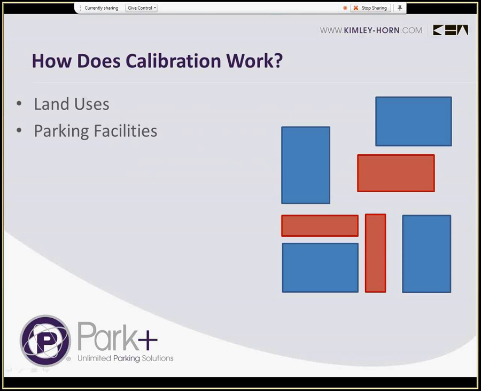Then we add parking facilities into the GIS. So our red squares are our parking facilities, and within those we've got price, we've got number of spaces, we've got occupancy by hour, we've got whether it's public or private.